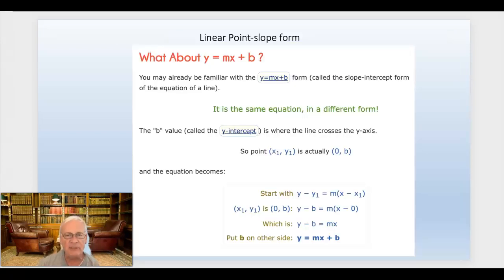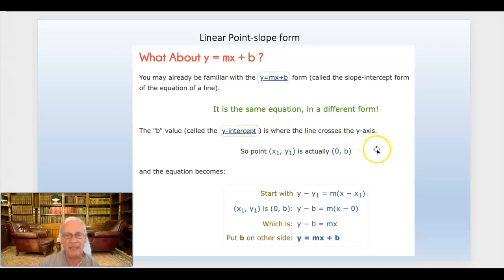And again, just to revisit y equals mx plus b that we talked about before. That's known as the slope-intercept form of an equation. And later on this week, we're going to talk about standard form. Okay? In fact, we'll talk about it tomorrow. Again, the b value in y equals mx plus b is the y-intercept.